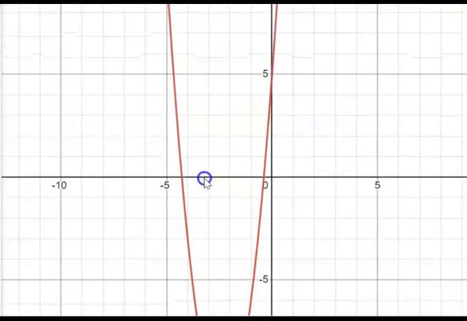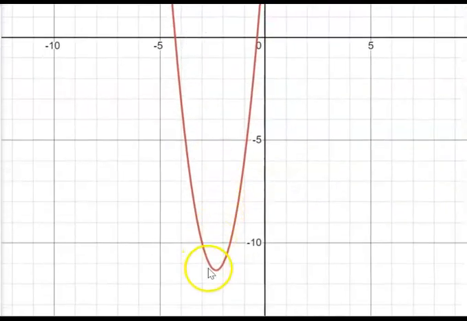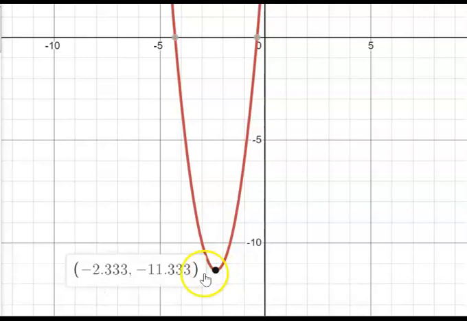So we actually looked at the graph's vertex, which is down here. You just click on it, and it'll tell you the vertex is negative 2.33 and negative 11.33. Our axis of symmetry is the same number as the x value for the vertex. So our axis of symmetry is x equals negative 2.33.